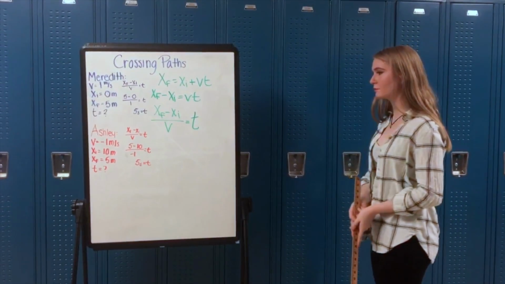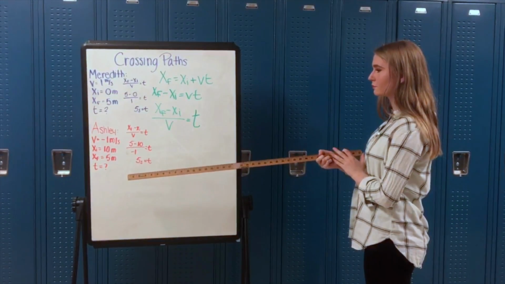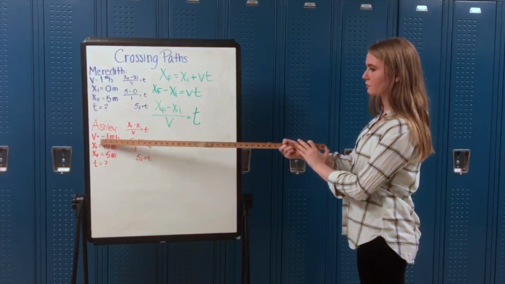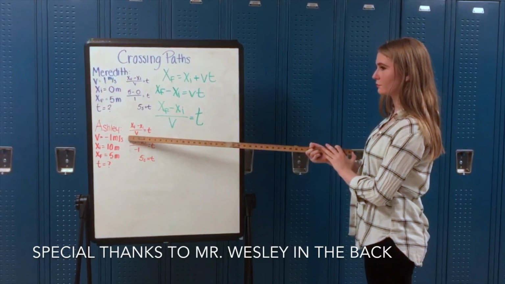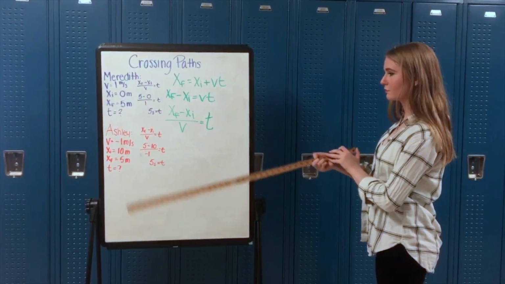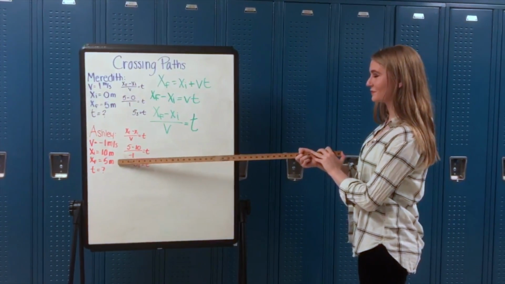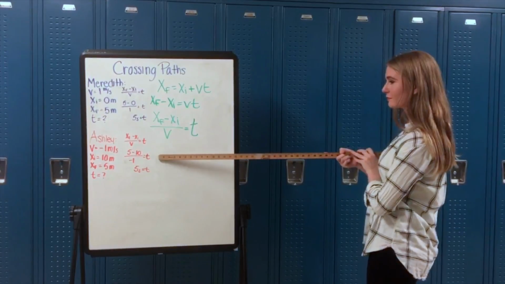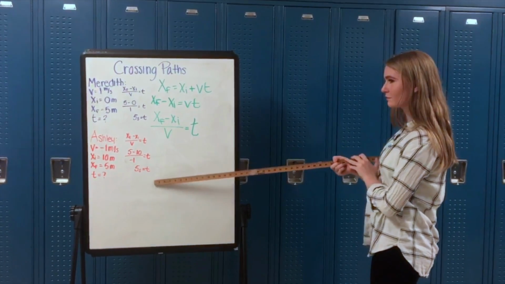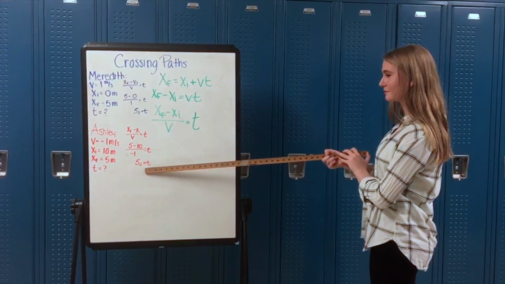We set up Ashley's problem the same way, but because she's moving in the negative direction, her velocity is negative 1 meter per second. She starts at a position of 10 meters, and her final position is 5 meters. So we set up 5 minus 10 over negative 1. This gives us another time of 5 seconds, indicating that they cross paths after 5 seconds.